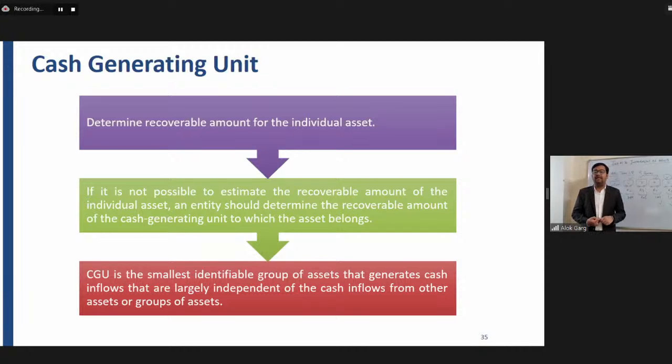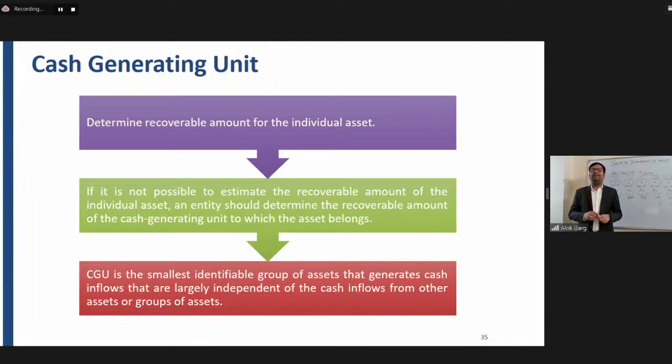For example, a company has 5 buildings, and every building has been given on rent. In this case, every separate building will be considered a cash generating unit, because a single building can generate cash flow in terms of rental income. The maintenance cost is separate for a particular building, the cost of the building is separate, and the terminal value of the building is separate. So value in use can be calculated, fair value less cost to sell can be calculated, and recoverable amount can be calculated for that particular building.